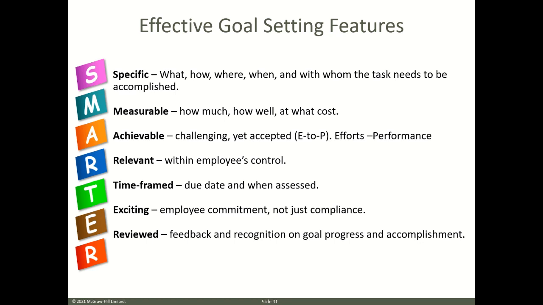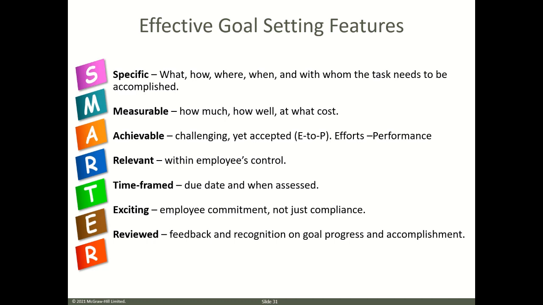So it will be ready for E to P, meaning effort to performance. Now, if we talk about relevant, it should be relevant and within employees' control. If something is not in your control, you cannot do it. Also, you should put some time constraints, meaning commitment with the time. So time framed, this is the T. Due date, when it should be assessed. And exciting, the E: employee commitment, not just compliance. It is not only because these are the rules and regulations set, but because of self commitment, self leadership.